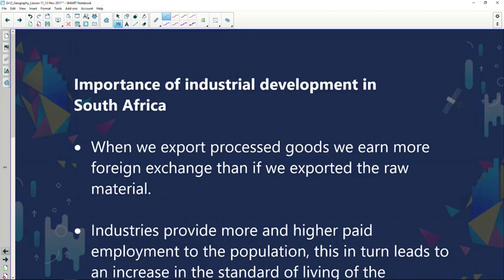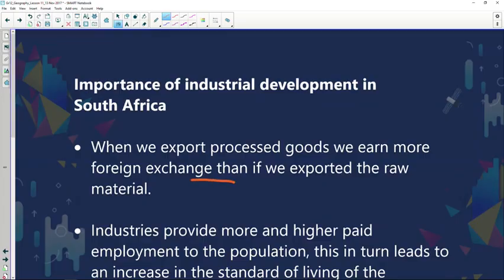Now, what's the importance of industrial development in South Africa? First of all, same with the primary economic activities, it provides jobs. It decreases unemployment in our country. And most importantly, we can make money off it. Foreign exchange, for instance, exporting our raw materials, means income for the country. Now, that income in the country can improve services for all of us.